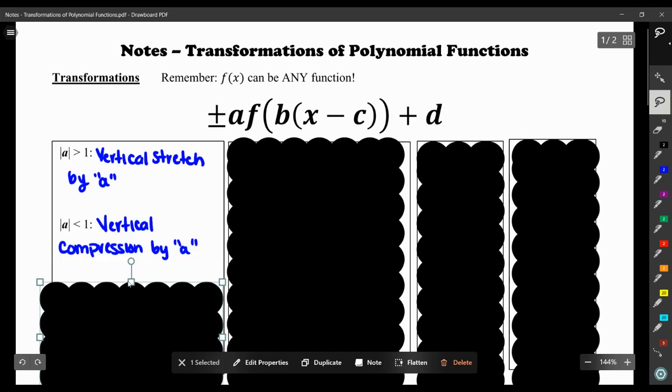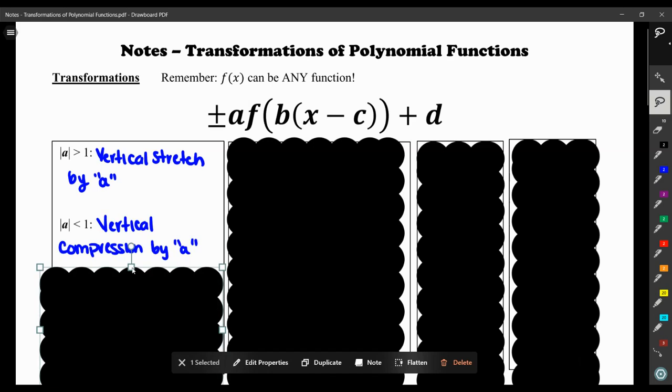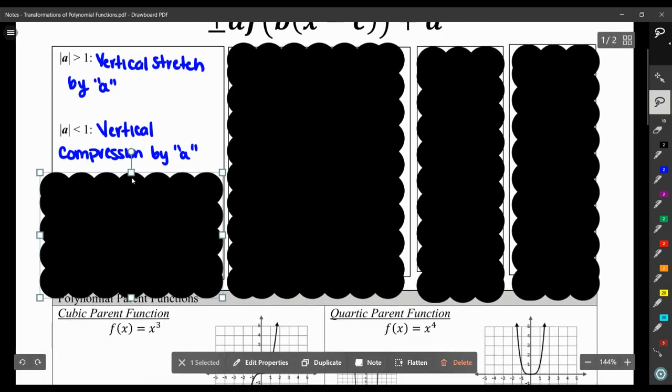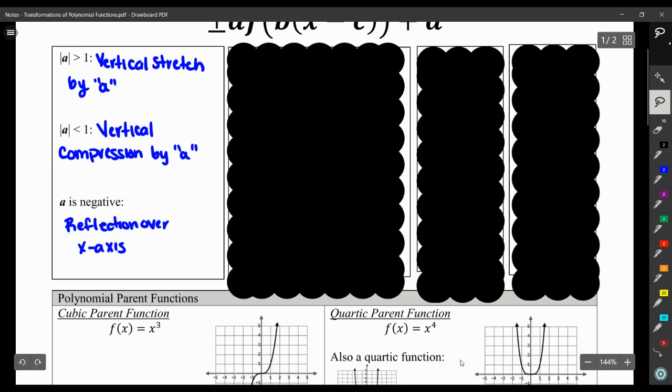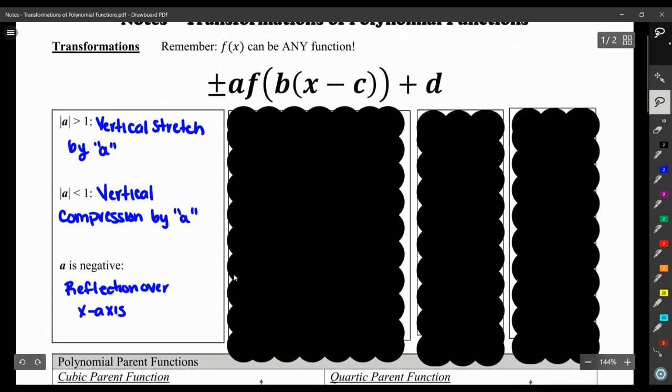If a is less than 1, so like a half or a third or 2/3, it's a vertical compression. So it takes your edges and pushes them together from the top and the bottom and squishes down your function vertically. Finally, if we have a negative a, there's a reflection over the x-axis. So it flips all of your y's from the top part of the graph to the bottom part and the bottom part to the top. So the value of a will multiply the y values. All the y values will be multiplied by whatever a is, which is what creates the transformations below.